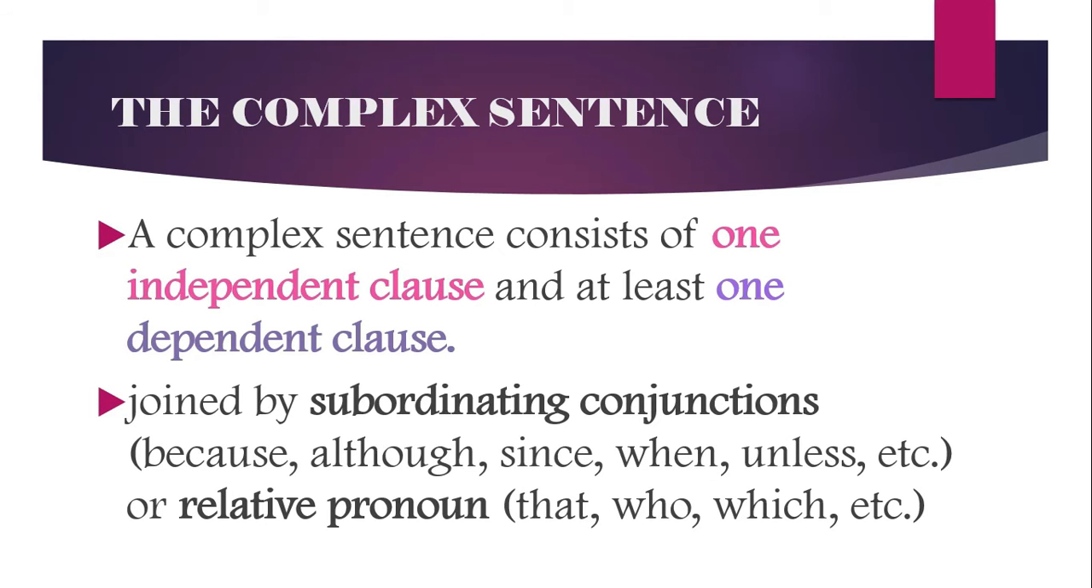Now, let's proceed to the complex sentence. A complex sentence consists of one independent clause and at least one dependent clause. It is also joined by subordinating conjunctions such as because, although, since, when, unless, and more, or a relative pronoun such as that, who, which, and so on.